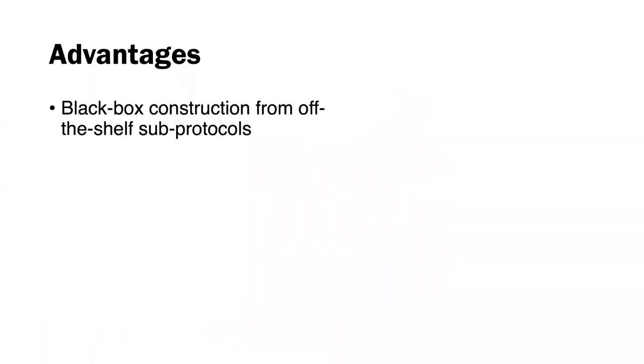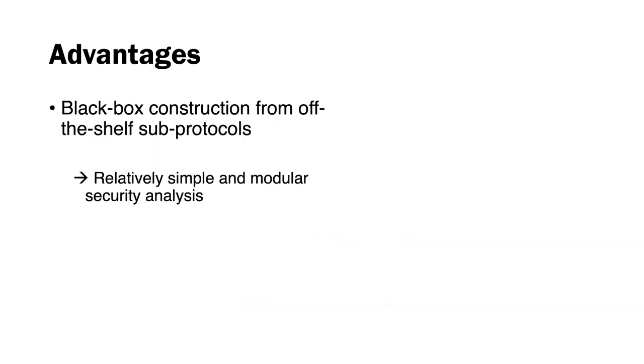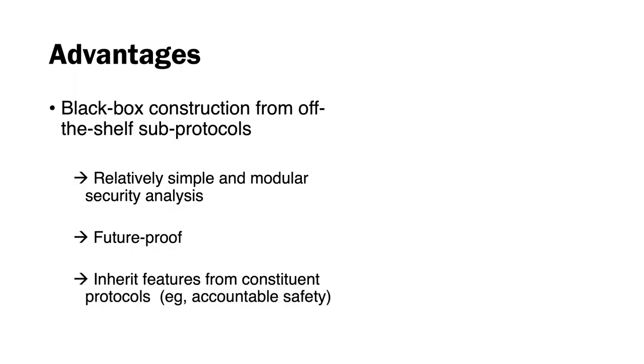Besides security, snap and chat protocols have the following advantages. Since they are an almost black box construction from off-the-shelf sub-protocols, the security analysis is relatively simple and modular. Since the community continues to improve dynamically available and partially synchronous BFT protocols, snap and chat protocols are future-proof in the sense that they can benefit from future developments. Finally, snap and chat protocols can inherit features from the constituent protocols for their output ledgers. For example, using an accountable partially synchronous BFT protocol yields a snap and chat protocol with an accountable finalized ledger.